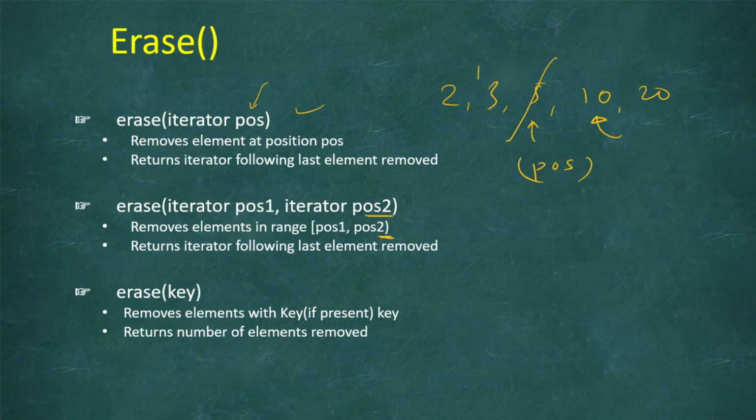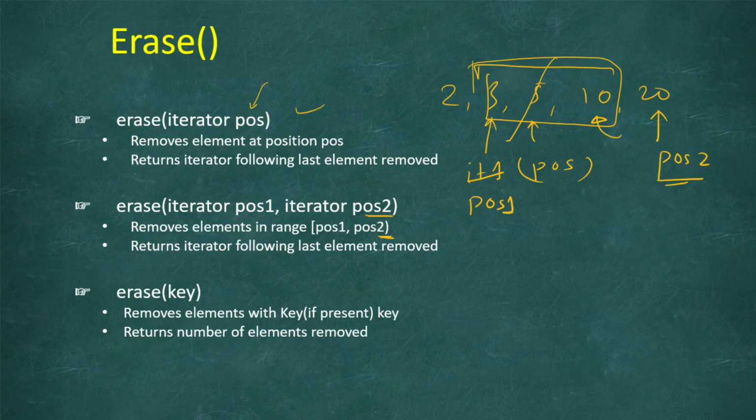And let's say we want to erase from here to 10. So we will pass this one, IT1 or position 1. And 10 we want to remove, so we need to pass this, POS2. And again, it will remove everything. So these all are gone. So it will return this one. And if you don't know the position or the iterator, you can pass the key. So it will first search it and then remove it. So let's see an example of all of these.